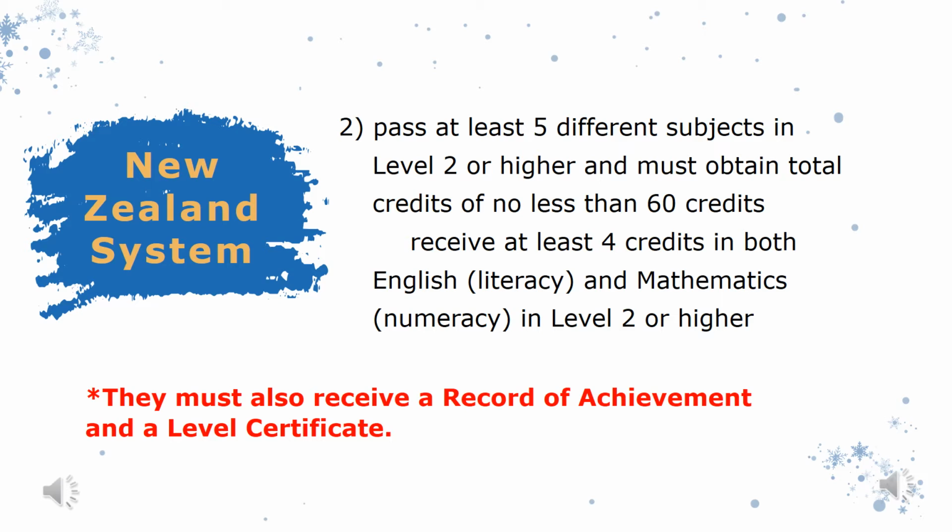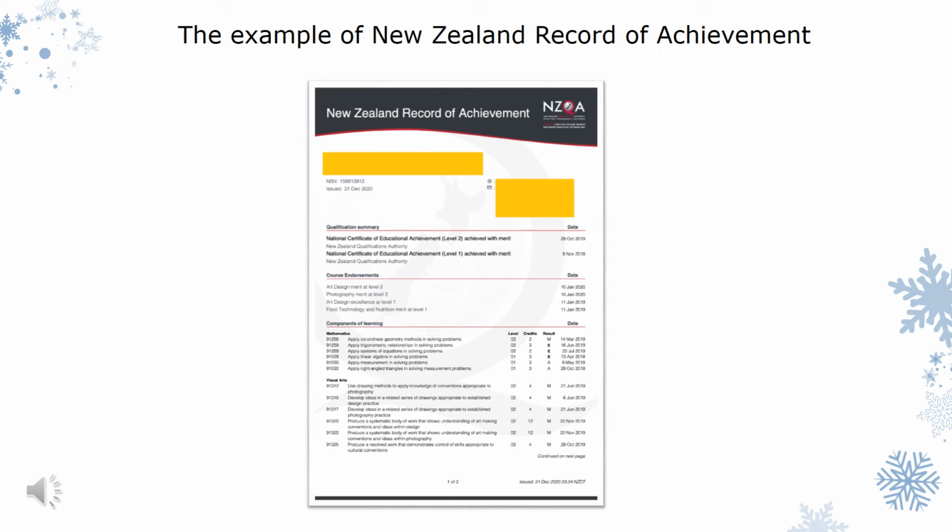Another option for the New Zealand system is that the applicants must pass at least 5 different subjects in Level 2 or higher and must obtain total credits of no less than 60 credits. The applicants have to receive at least 4 credits in both English, literacy, and mathematics, numeracy, in Level 2 or higher. They must also receive a record of achievement and a level certificate. This is an example of a New Zealand record of achievement, which should be submitted as a NZQA graduate diploma.